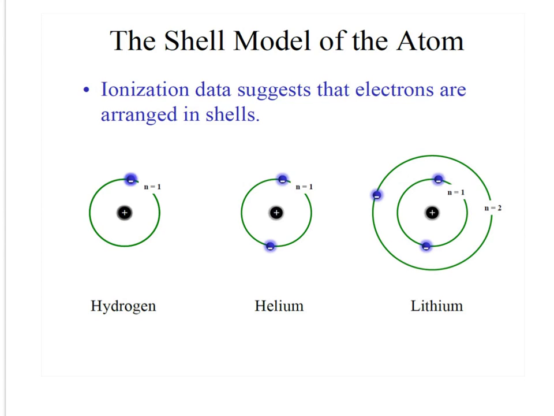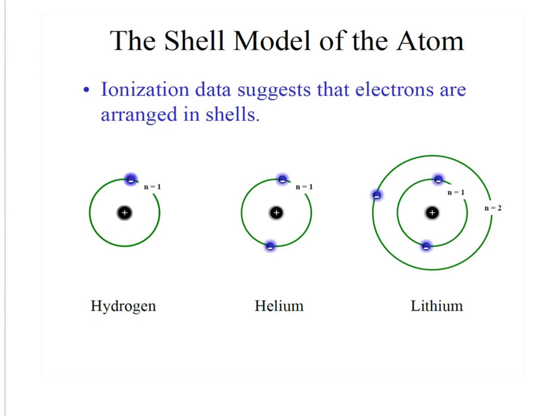So the shell model. If we look at the shell model, we look at ionization data. In this model, electrons move in 3D shells. Each shell is an exact set distance from the nucleus. So electrons that remain in a given shell of a neutral atom are always the same distance from the nucleus. It requires much less energy to remove the most loosely held electron, the valence electron, from lithium because it's much further from the nucleus than in hydrogen and helium.